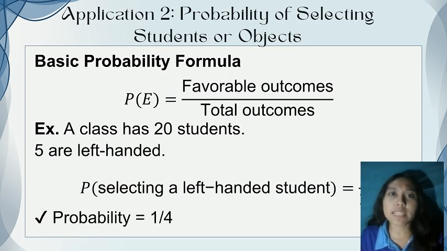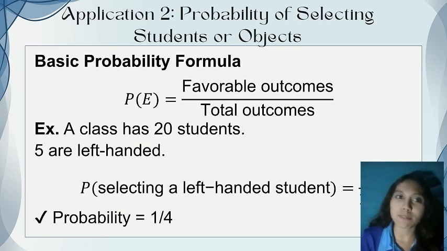The next one is the probability of selecting students or objects. Basic probability formula: P of the event, as we have gathered earlier, is favorable outcomes over total outcomes. So an example is a class has 20 students, 5 are left-handed. So P of selecting a left-handed student is equal to 5/20. So the probability is 1/4.